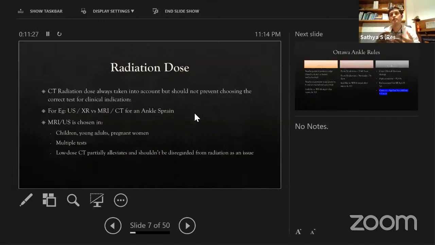So this will give us a chance to read more about radiology, allow us to learn more about injuries and how we can manage those kinds of conditions, especially musculoskeletal related conditions. So MRI and ultrasound are most often chosen for children, young adults and pregnant women due to the chance of exposure and avoiding that exposure for them. You can allow them to have multiple tests. Sometimes a low dose CT scan, like a SPECT CT, can also be used, but it cannot be disregarded completely, because if you feel like it needs to be taken, it needs to be taken.